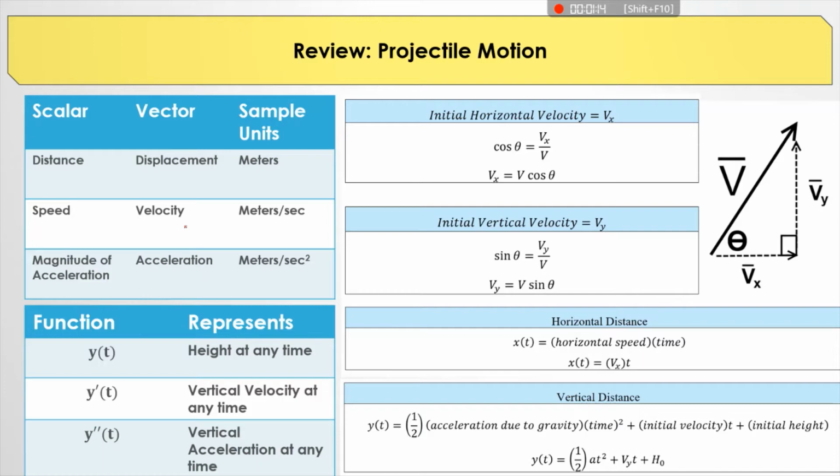For all of the values on this chart, we could derive in terms of time in order to work our way down. So if I have a function for displacement and you derive it in terms of time, I will end up with velocity. If you have a velocity equation and you derive it in terms of time, you'll end up with acceleration.